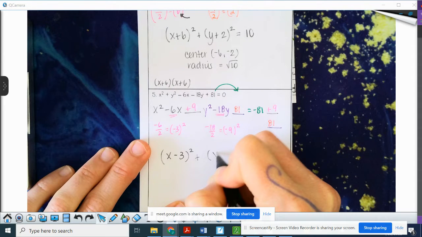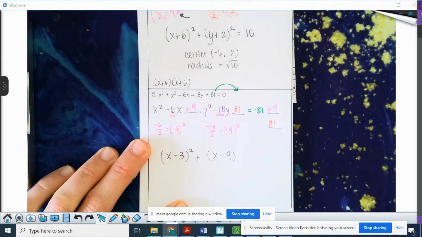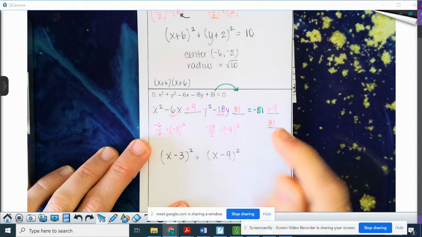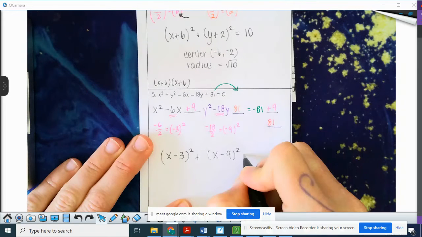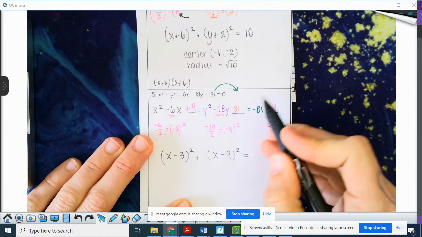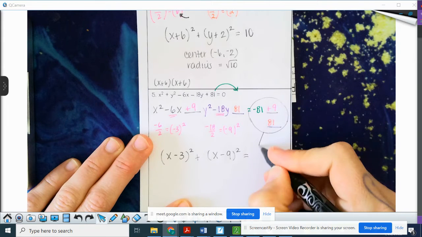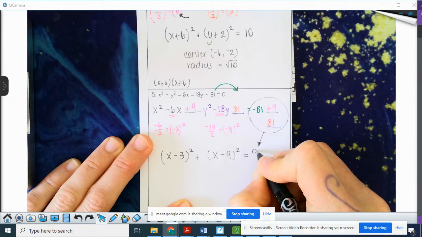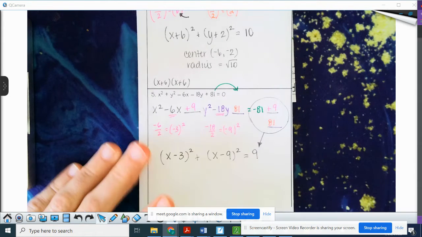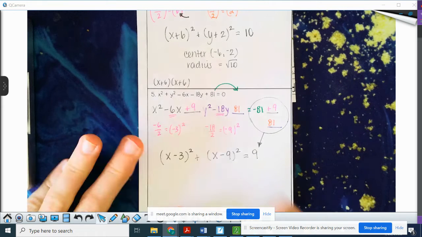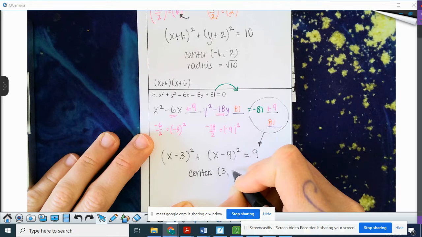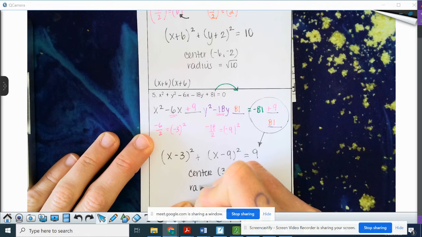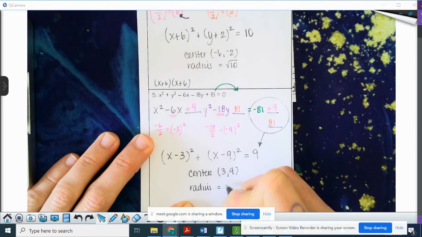And then x minus 9, because negative 9 times negative 9 gives me a positive 81. And negative 9 plus a negative 9 gives me a negative 18. Add all these together, so the sum of all three of these terms is going to be 9. And that is your radius squared. So our center is positive 3, positive 9. And our radius is actually 3, which is the square root of 9.